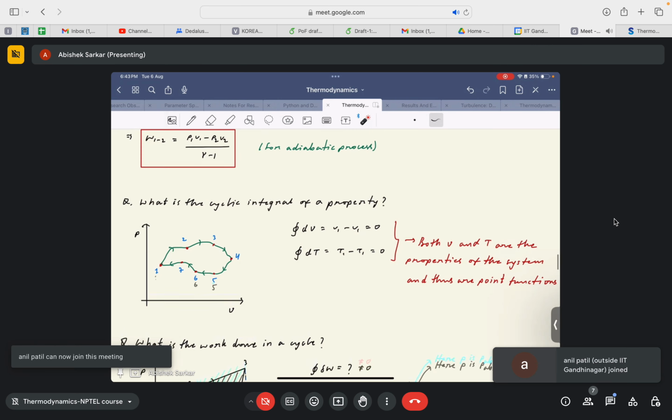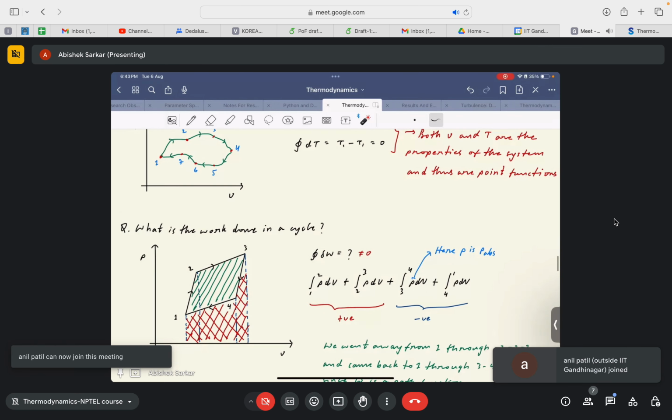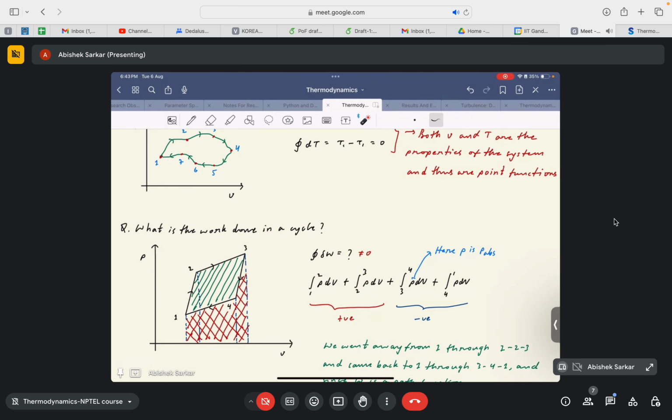Okay. So as I've already mentioned, and we also took an example where we saw that the work interaction depends on the path. So work is a path function. It will depend on the path followed while achieving the process.